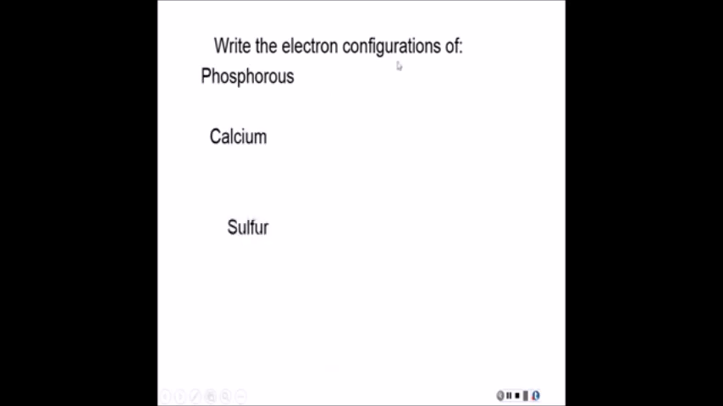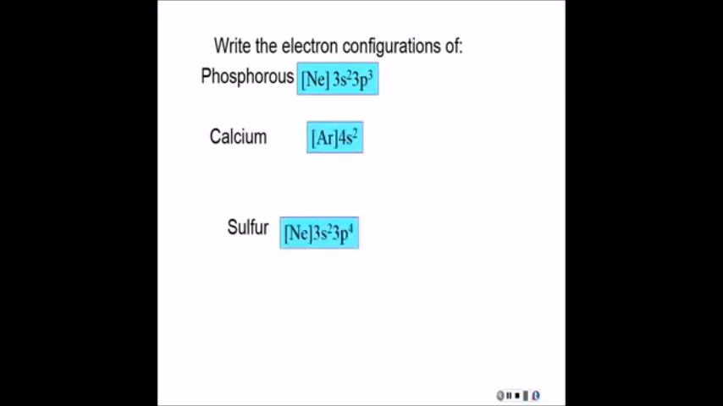So write the electron configurations of the following. You can go back and use the diagram that we had earlier to do this, or there are diagrams in your book that you can use. So for phosphorus, it would be Ne 3s2, 3p3. Calcium with 20 electrons, argon 4s2, and sulfur with 16 electrons, Ne 3s2, and then 3p4.